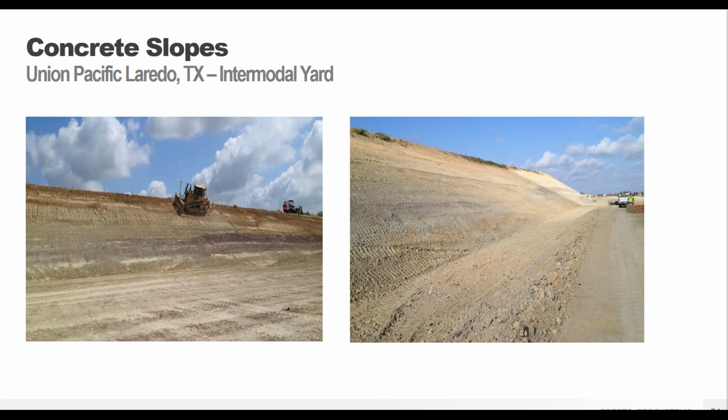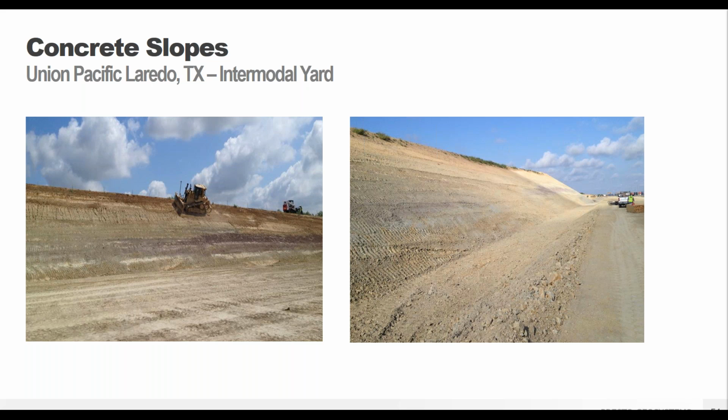This was going to be a channel project. This was down in Laredo, Texas, at an intermodal yard. And so the GeoWeb system actually replaced a design that they had, which called for 6-inch reinforced concrete channels and then 4-inch deep grout bags on top of that concrete on the side slopes. That's a lot. That's a pretty thick design. It would take a lot to construct. It was going to be really expensive.